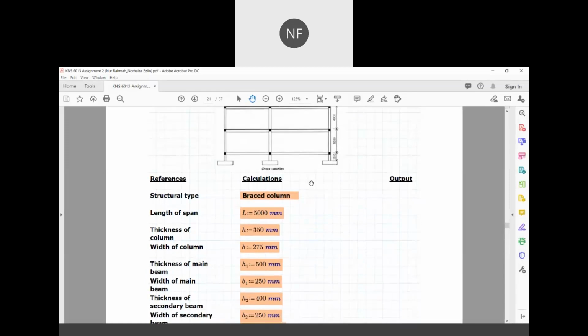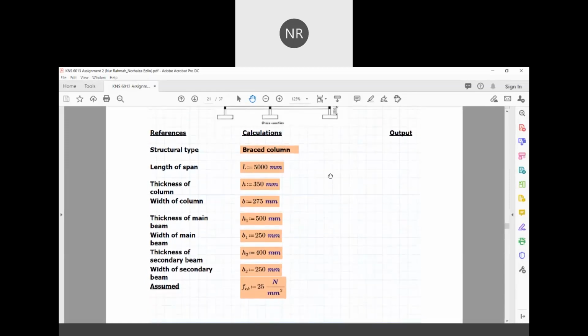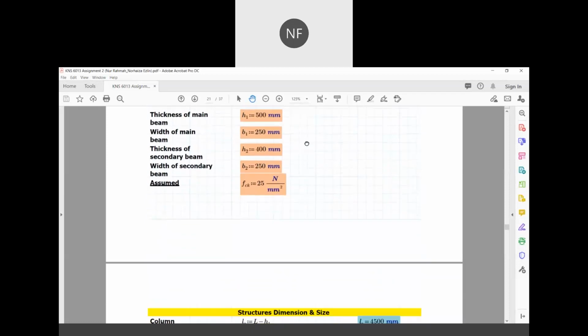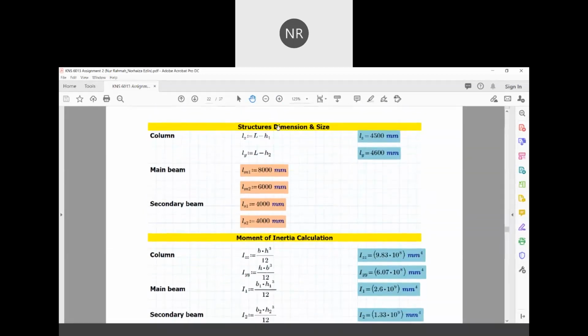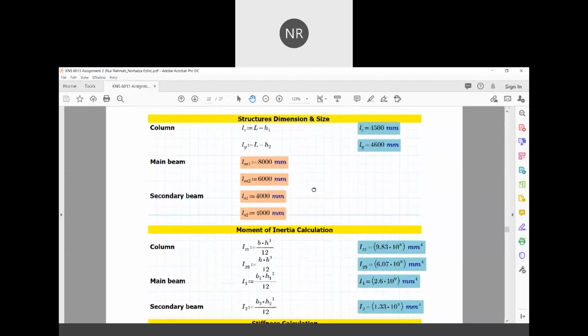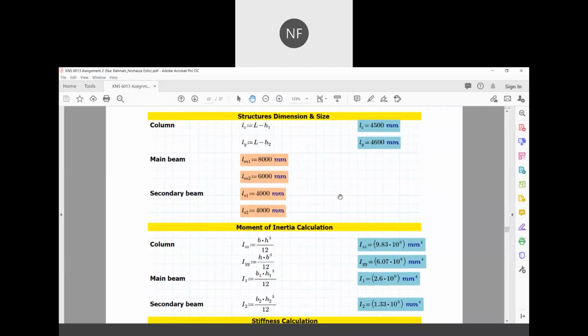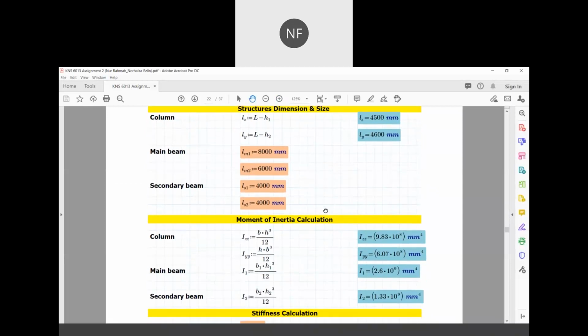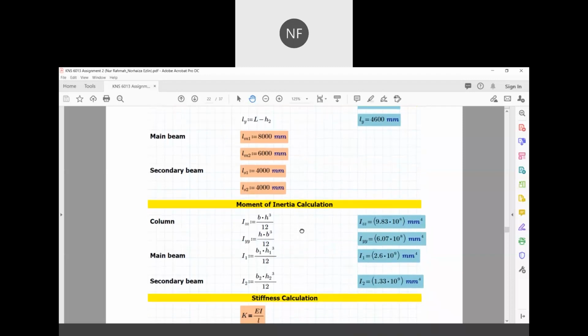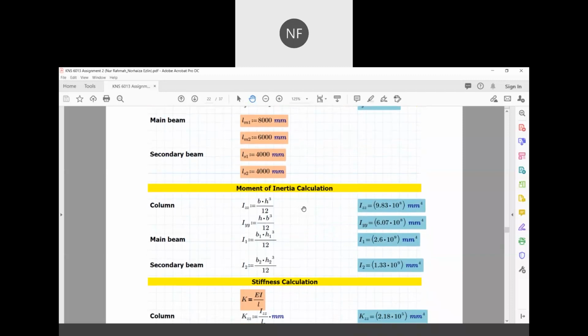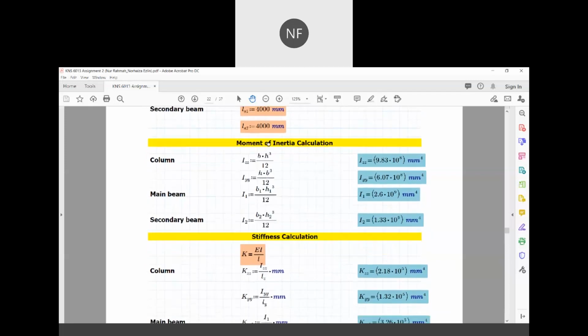So here is all the data that has been given from the question. And here are the dimensions for the structure, where the length of the column at the z-axis is equal to 4,500 mm, and the y-axis is equal to 4,600 mm, whereas here are the dimensions of the length for the main beam and the secondary beam.